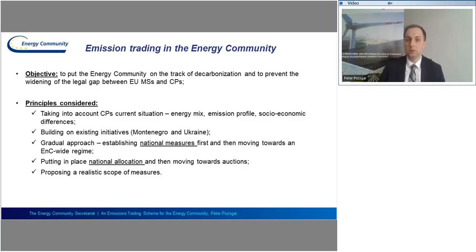We have to be gradual. We have seen in the EU that it took 15 years to move from a national allocation of allowances to a European-wide one and moving towards auctioning of the allowances. This is something which we have to make sure takes place. So also in the energy community, we believe that starting off with national measures, making sure that both the authorities and the market participants are comfortable with the system, and then gradually we move towards more market-based approaches and more regional solutions. And last but not least, we have to be realistic.